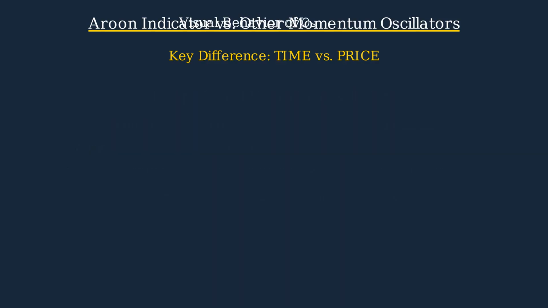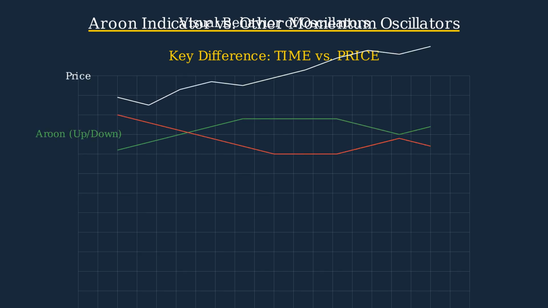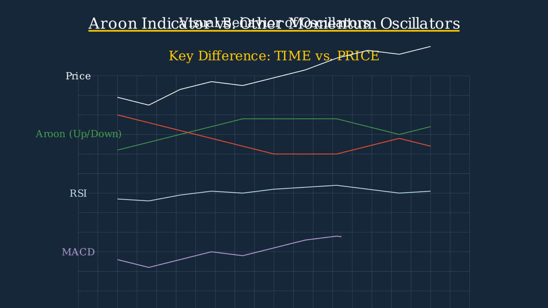Now let's see how these indicators behave differently on the same price chart. Aroon up and down lines track the time since the most recent high and low. Notice how they remain at the extremes when a strong trend begins. RSI reacts more quickly to price changes, making it sensitive to short-term volatility and sometimes generating false signals during strong trends. MACD follows the trend, but often with some lag, as it's based on moving averages of price.